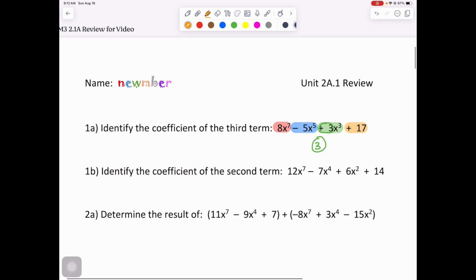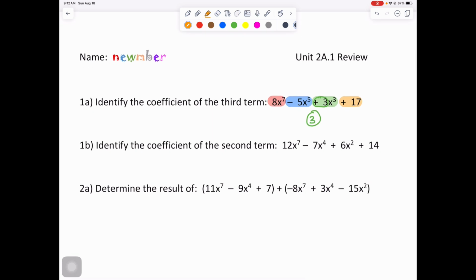So if you would like to pause the video and try 1B independently, feel free, and we will move on to 2A. And per the usual, when we do have practice problems sent in to us, I will complete them and show them at the end of the video for you to self-assess.